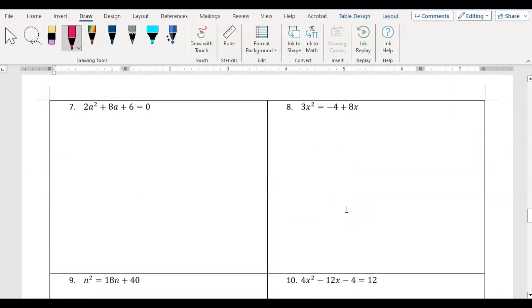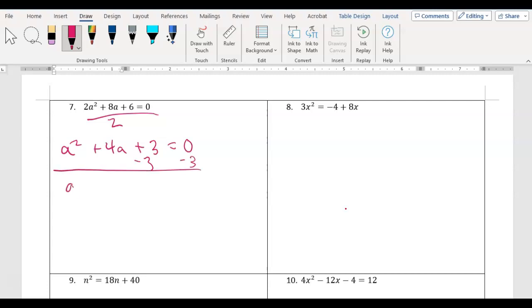All right, number 7 is a great example of one in which all of them are divisible by 2. So instead of multiplying, I'm going to divide by 2 and get a squared plus 4a plus 3 equals 0. Subtract 3 from both sides. I get a squared plus 4a equals negative 3. Half of 4 is 2. 2 squared equals 4. So my magic number is 4. I'm going to add 4 to both sides.